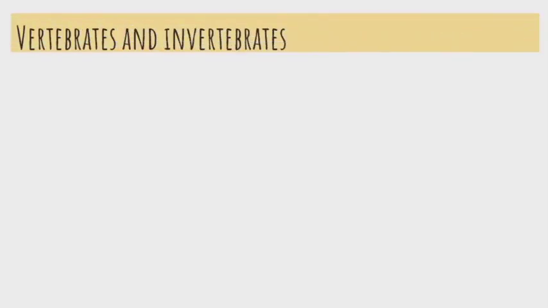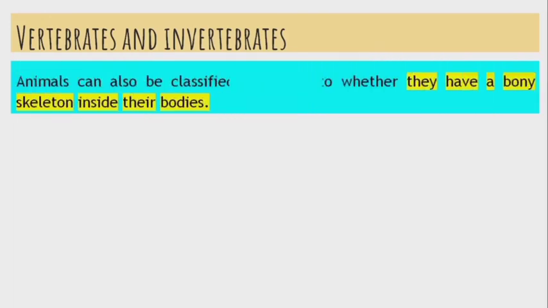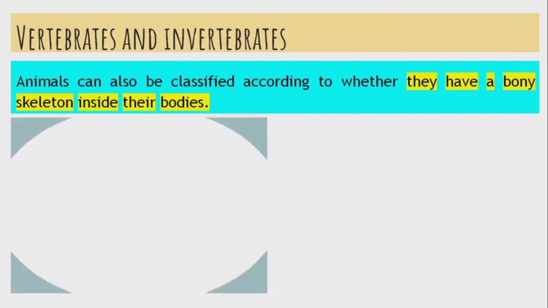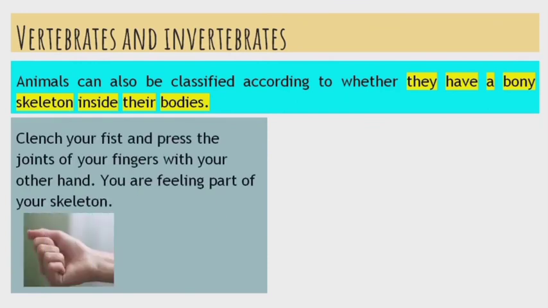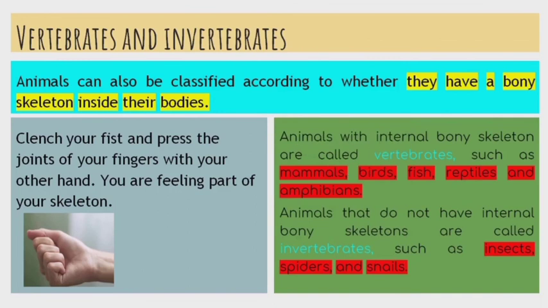Alright, now I want to tell you that animals can also be classified according to whether they have a bony skeleton inside their bodies. Clench your fists and press the joints of your fingers with your other hand. You are feeling part of your skeleton. Animals with an internal bony skeleton are called vertebrates, such as mammals, birds, fish, reptiles, and amphibians. Animals that do not have internal bony skeletons are called invertebrates, such as insects, spiders, and snails.